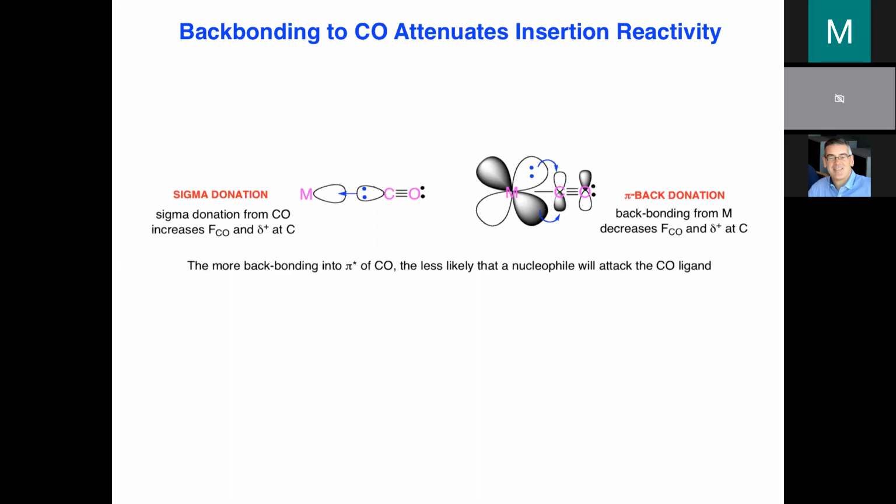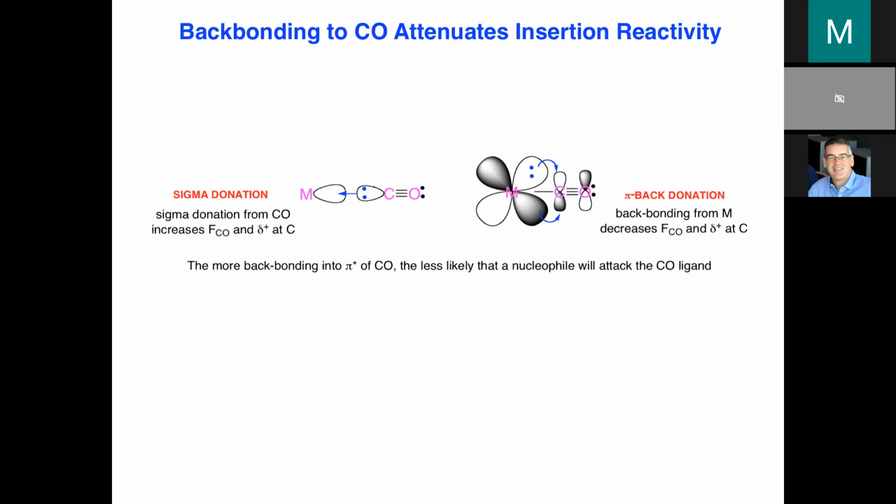So you can think of this insertion reactivity as happening by the anionic ligand being somewhat nucleophilic and attacking this open pi star orbital that's on the carbonyl ligands. And so sigma donation from a carbonyl to a metal, of course, is going to take some of this electron density from carbon and delocalize it into a metal-based orbital. And so that's going to result in a partial positive charge building up on carbon, which is going to make it somewhat electrophilic.